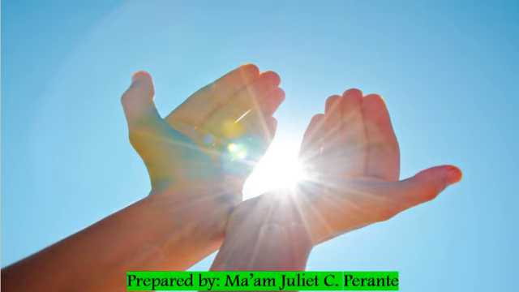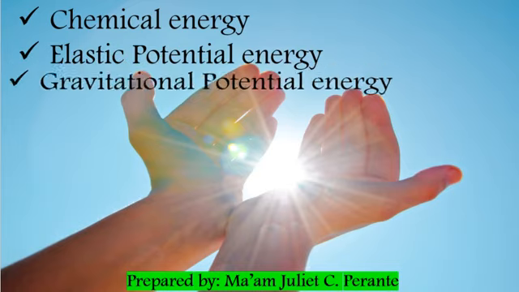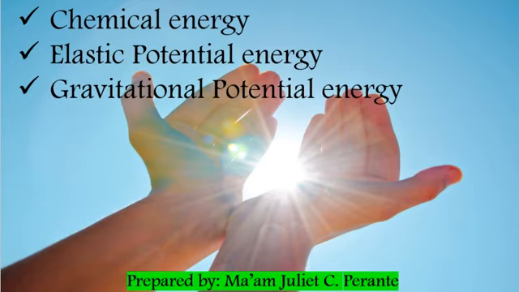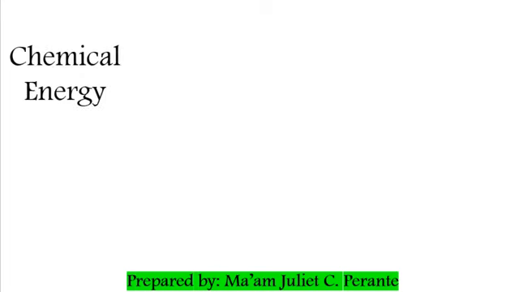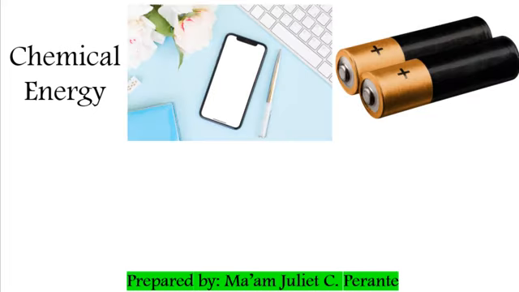As I said a while back, potential energy can be chemical energy, elastic potential energy, and gravitational potential energy. So let us see how they differ from one another. Chemical energy is the energy possessed by atoms or molecules of an object or substance and can be changed into other forms if there is a chemical reaction. Examples of chemical energy are present in some batteries, which store energy, or the battery of your cell phone and laptop, which also stores some amount of energy.